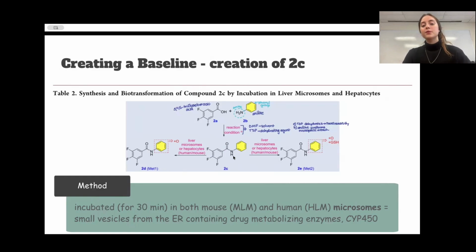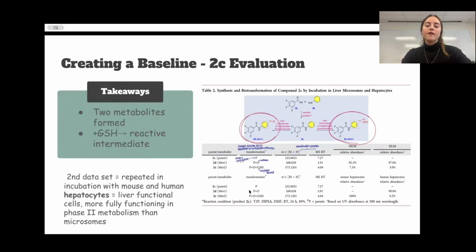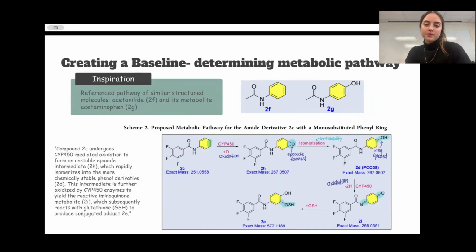Once 2C was formed, it was incubated in microsomes, which are small vesicles from the ER that basically emulate the environment of metabolism because they contain multiple important enzymes, such as CYP450. From a 30-minute incubation, they saw the formation of two metabolites, one of which had a GSH tag. They also noted an oxidation and other conjugations. They did identification through mass spectrometry and retention time, which will be used later on to identify important steps.